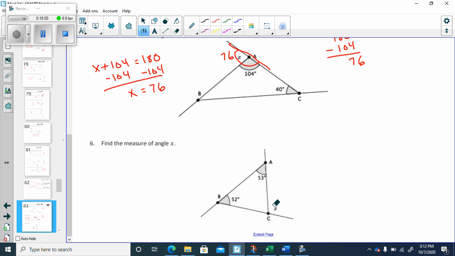Find the measure of angle X. Angle X is an exterior angle, so it's equal to the sum of the two remote interiors. 53 plus 52 is equal to X. That's 105 is equal to X. All right, so this is a 105-degree angle.